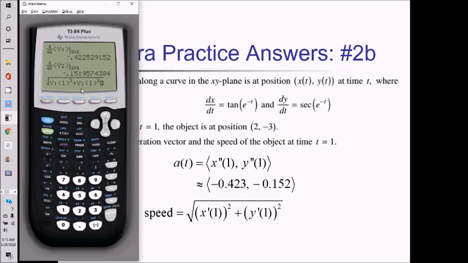So here's what the rest of this looks like. We had alpha trace y1 of 1 squared plus alpha trace y2 plug in 1 squared. Press enter, and that's about 1.139.